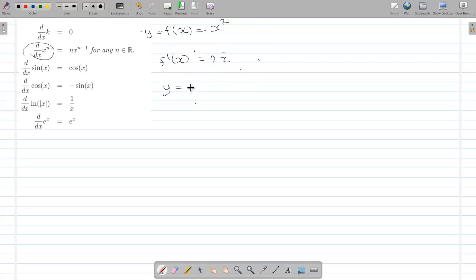So let's say I have y equals 1 over x to the 4. Now, how can I differentiate this one? I need to find the formula from this side, no?